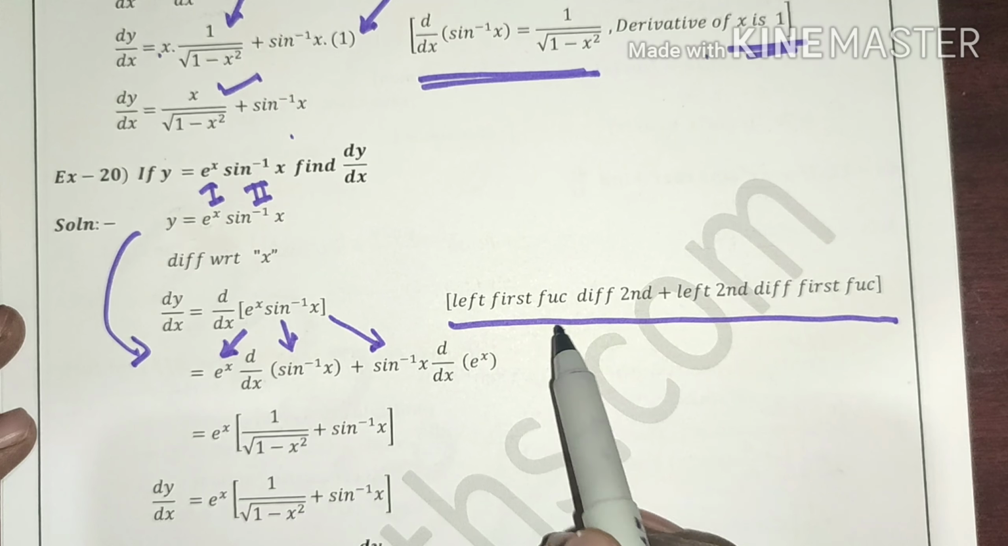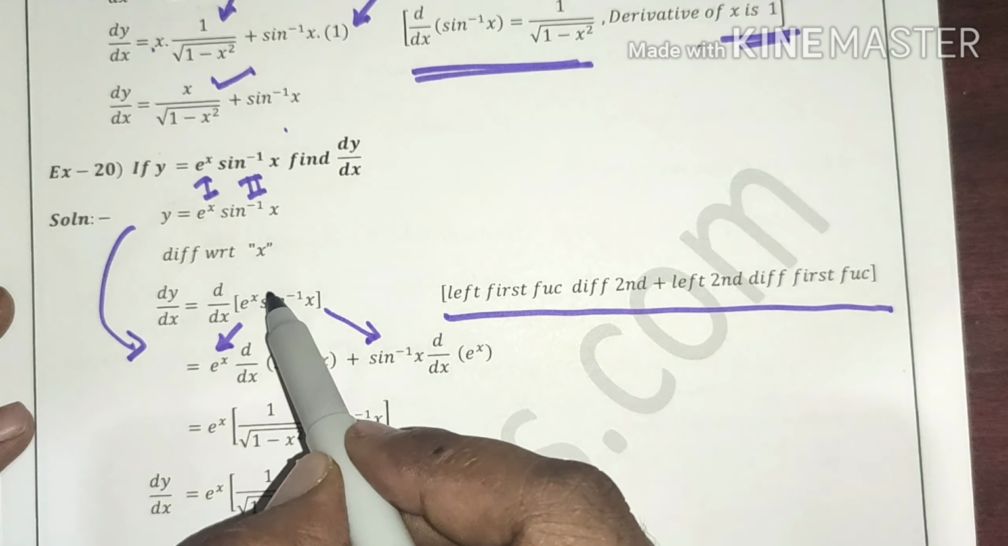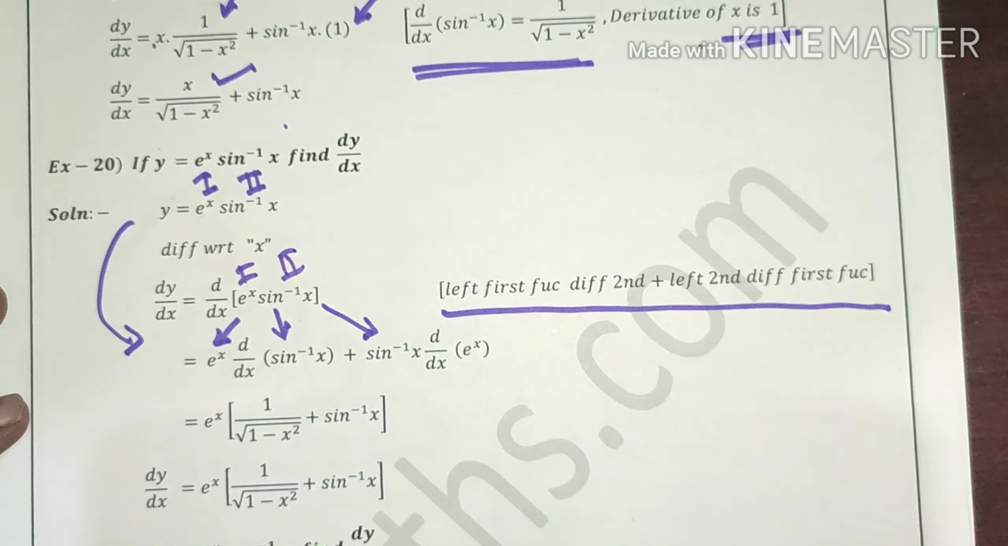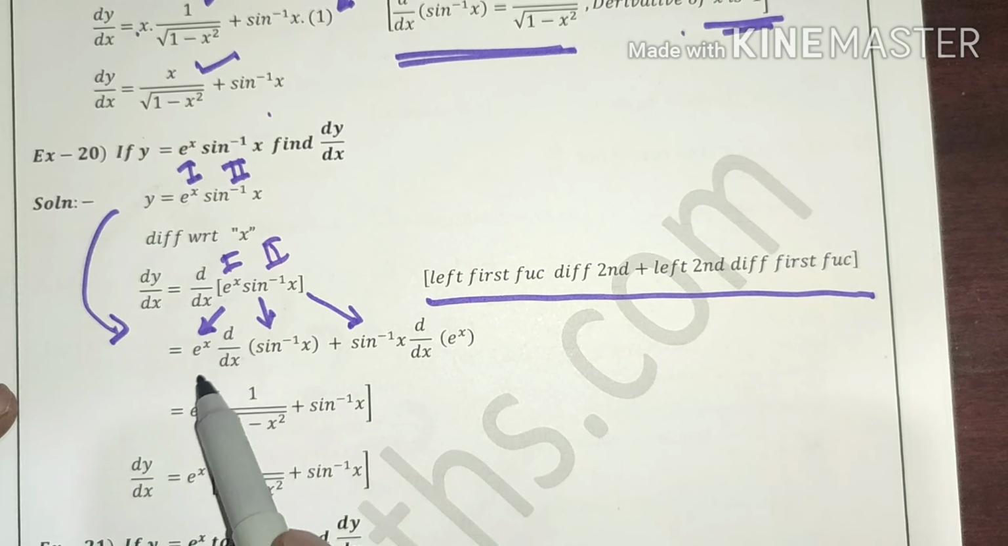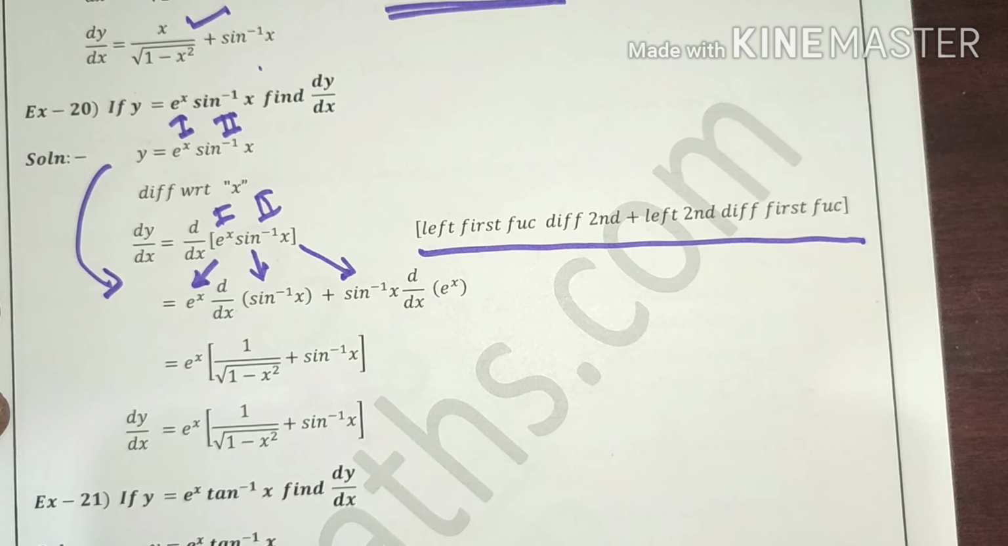पहले को छोड़ेंगे, दूसरे का डेरिवेटिव लेंगे, प्लस दूसरे को छोड़ेंगे, फर्स्ट का डेरिवेटिव लेंगे. और फर्स्ट फंक्शन इज e raised to x, और सेकेंड फंक्शन इज sin inverse x. तो we'll have first function derivative of second plus we'll have second function derivative of first.